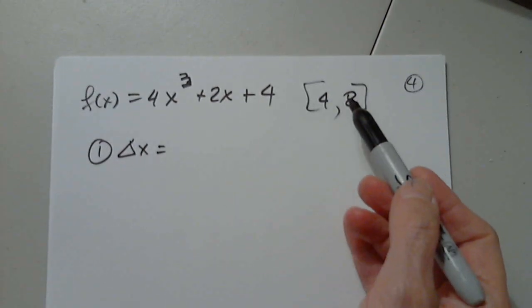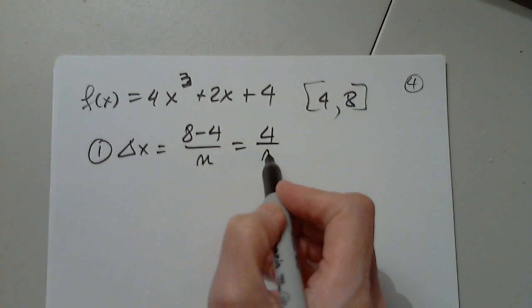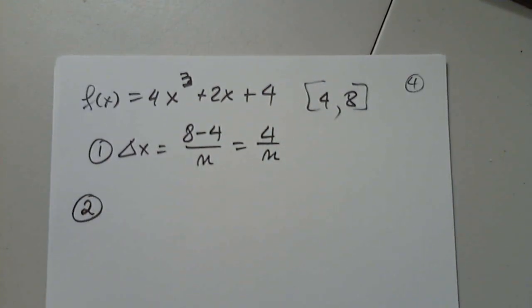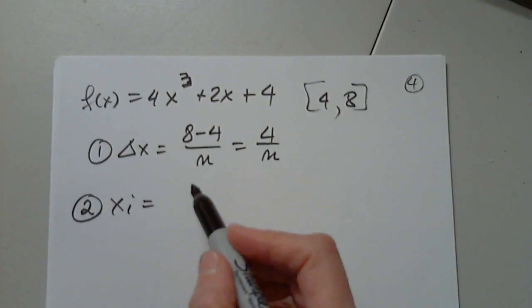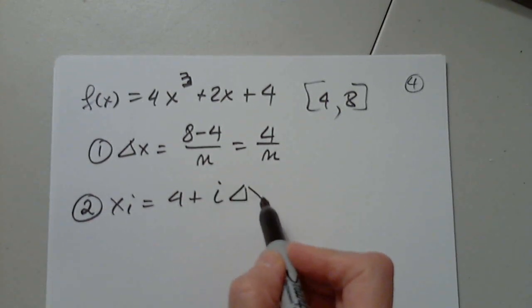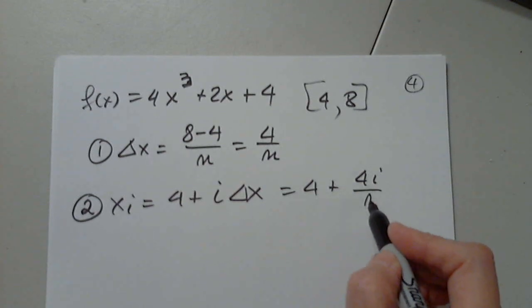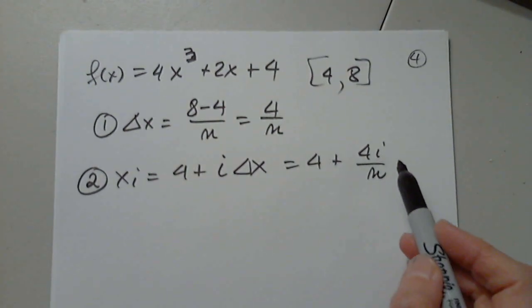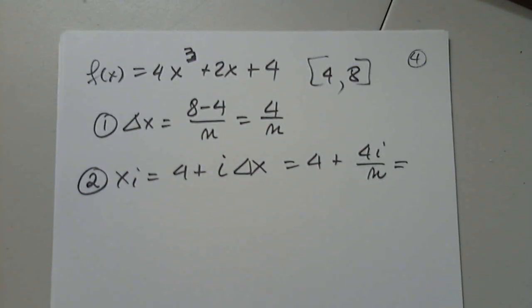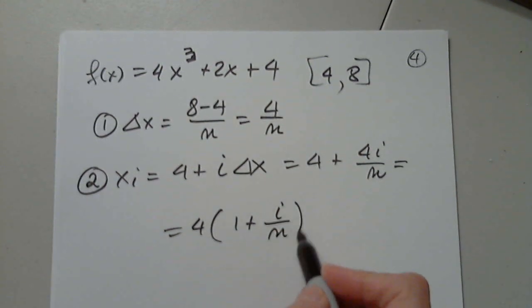x. 8 minus 4 over n. So it's 4 over n. Prep number 2. Not easy. So it's the starting point plus i delta x, which is 4 plus 4i over n. Okay, I am going to write it, because it's 4 and 4, I'm going to write it like this. You'll see in a moment why.